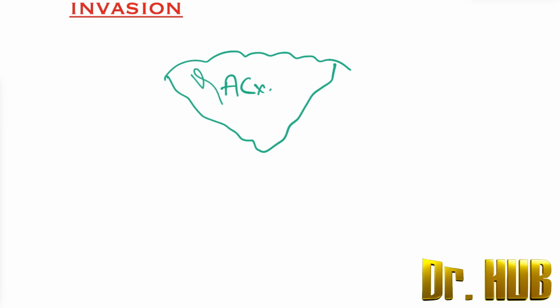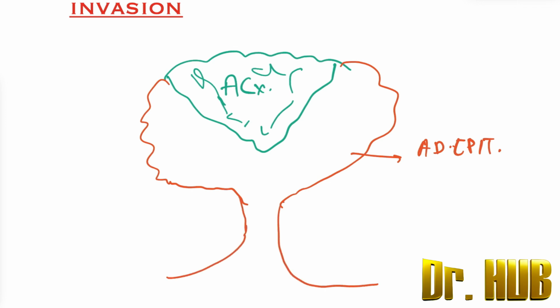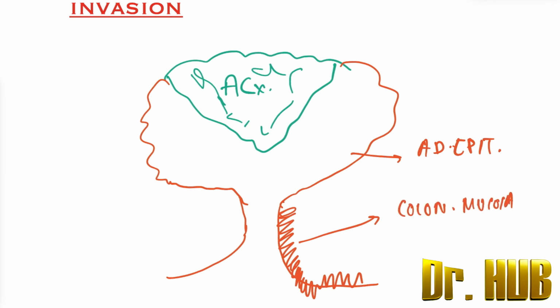Next, on the side, this will be the adenomatous epithelium. Below there is going to be the normal colonic mucosa. And there is also below this a muscularis mucosa layer.